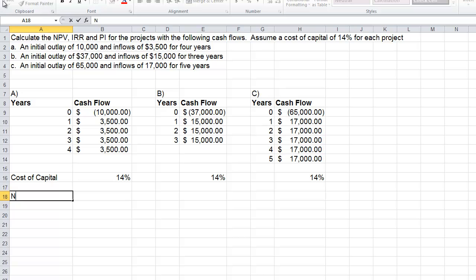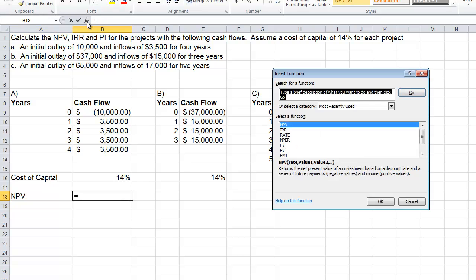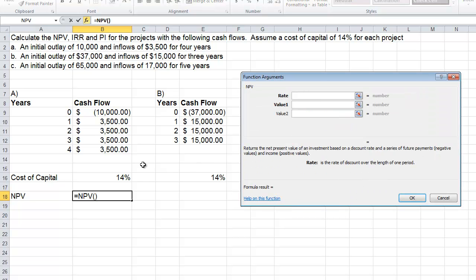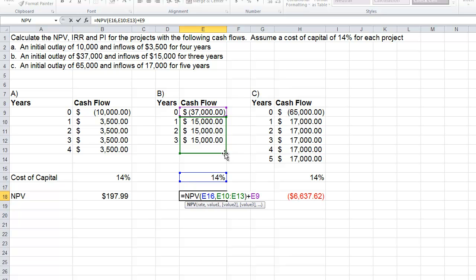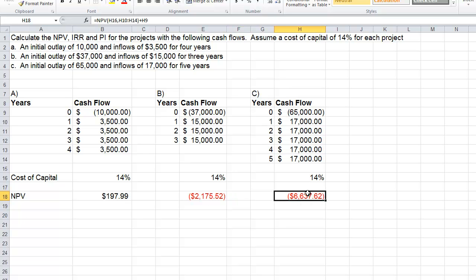Alright, so now we're going to set this up. NPV. So we're going to go into Excel. We're going to find NPV. I have it right here. I'm going to tell it the rate is 14%. Value is years 1 through 4. Click OK. Remember, this gives us the inflows. We now have to add back the outflow in year 0. So, I just copied and pasted the formula to save myself time.